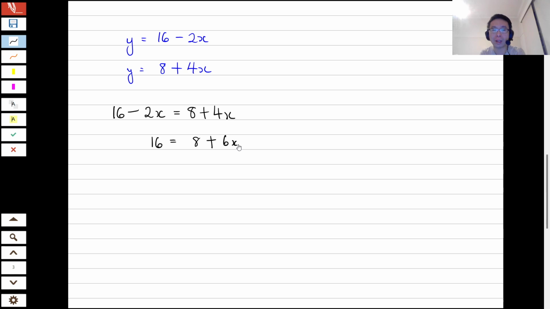So what I've done there is I have plus 2x on both sides. And now you can see I've only got one x term. To get this x term by itself, I need to get rid of this plus 8. So what I need to do is take away 8 from both sides. And that will leave me with 8 equals 6x, or x equals 4 over 3.